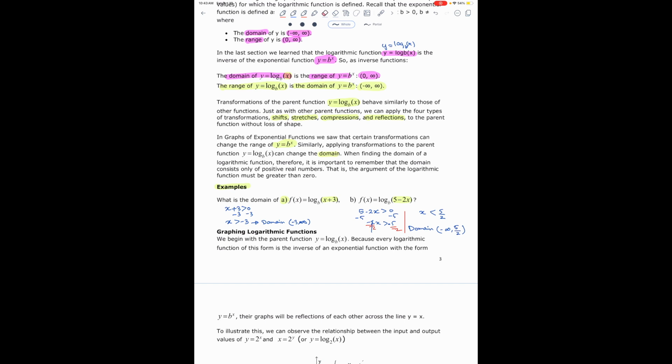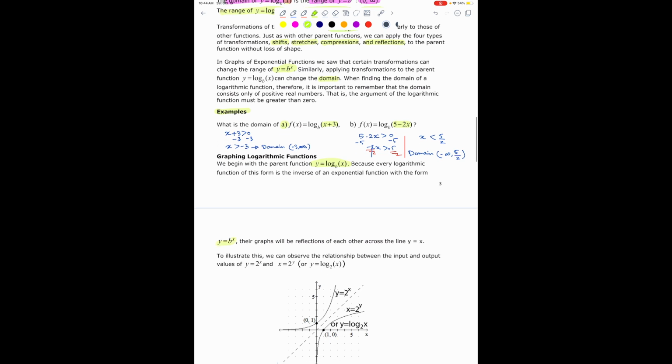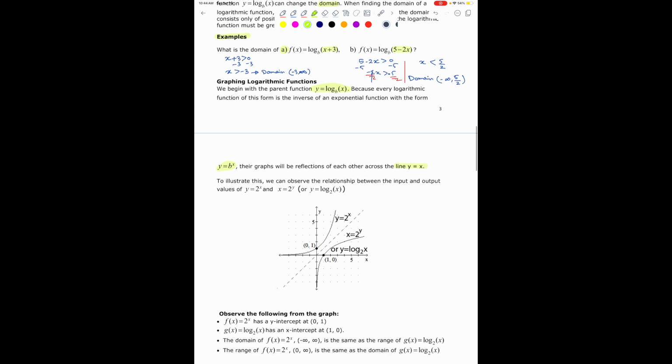Graphing logarithmic functions. In order to graph a logarithmic function, we begin with the parent function, y equals log base b of x, because every logarithmic function of this form is the inverse of an exponential function with the form y equals b to the x power. Their graphs will be a reflection of each other across the line y equals x, as we learned in the section where we first discussed the inverse.